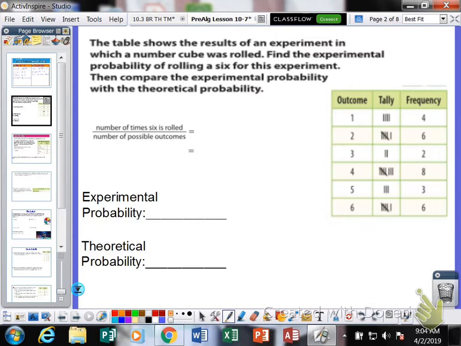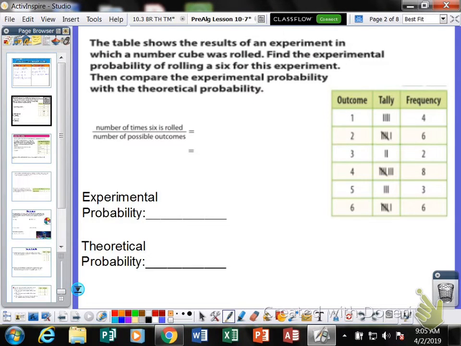Okay, so first we want to find our experimental probability. So to do this, we're going to use our table. Okay, so this was our experiment. We want to find the number of times a 6 is rolled. So according to the table, we're going to come down to our 6 here. If we look at our tallies or our frequencies there, you know that 6 was rolled 6 times.